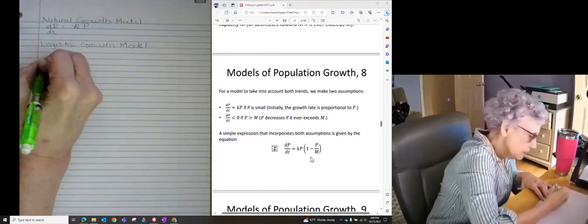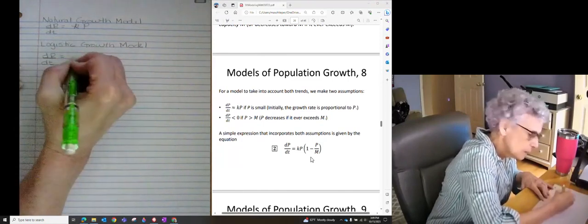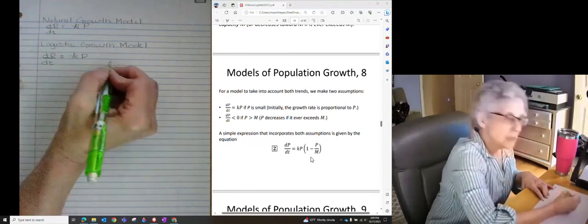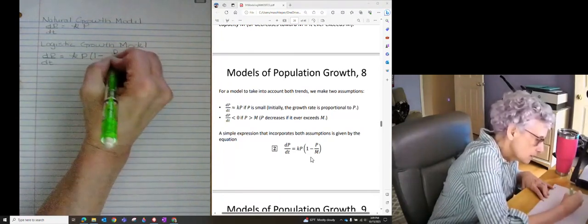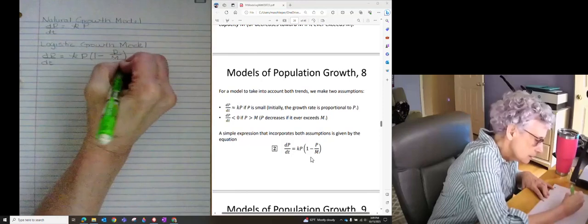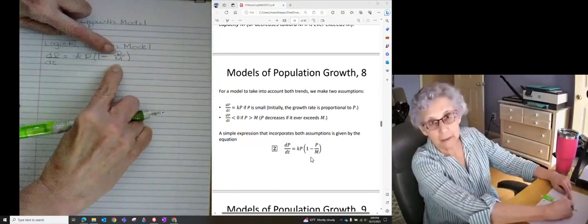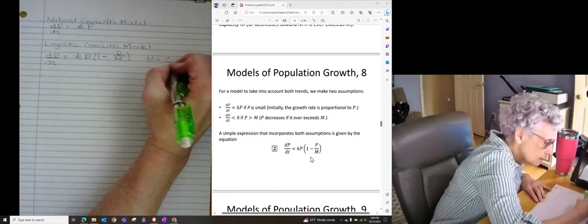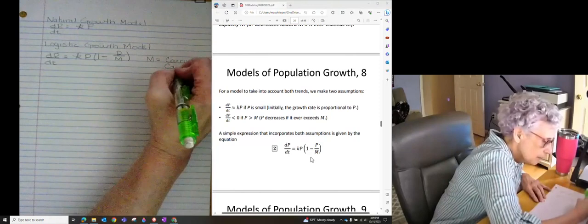So the derivative of the population with respect to time is equal to some proportionality constant times the population times 1 minus the proportion of the population and the carrying capacity. M equals carrying capacity, or max population.